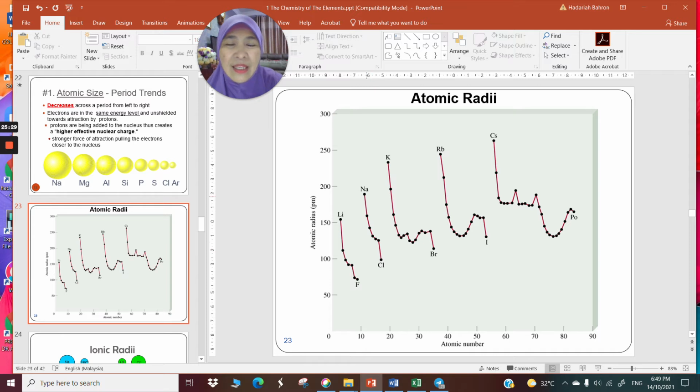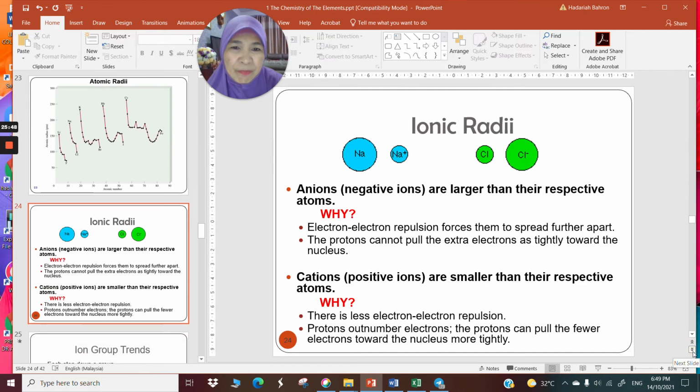Sodium is biggest, chlorine is smallest. Potassium is biggest, bromine is smallest, and so on and so forth, all the way until the 5th period. I think that's also not a concept that is foreign to you.